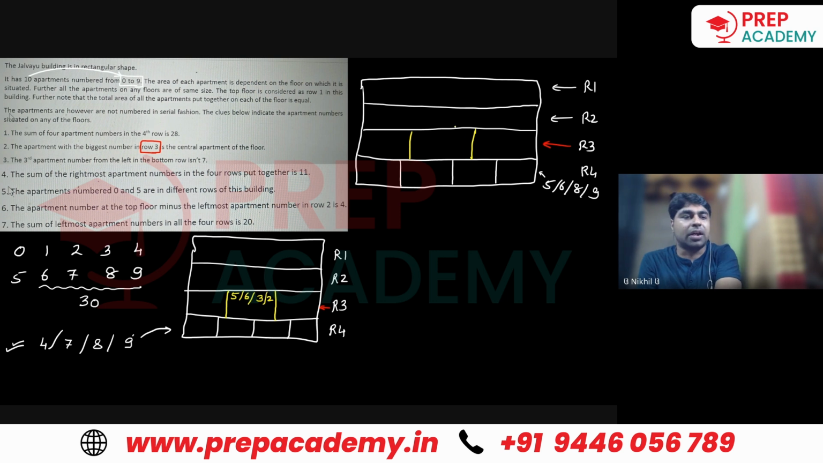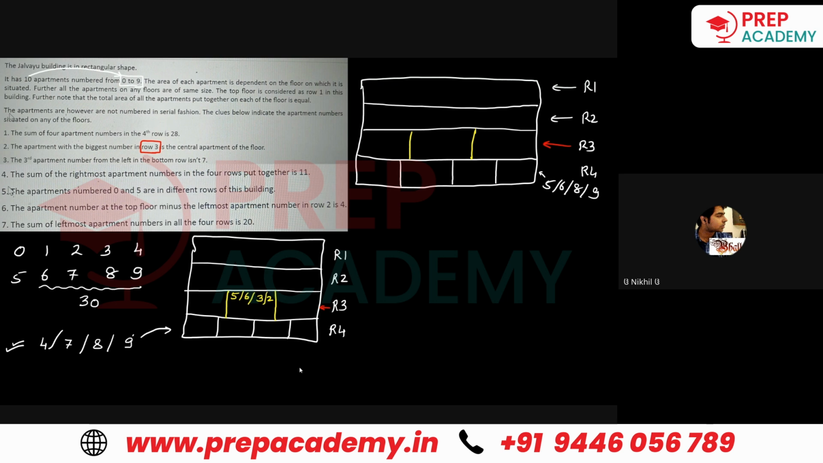Now if 5, 6, 8, 9 are gone here, in row 3, if 5, 6, 8, and 9 are taken, so this central number, the maximum value can be 7 or 4 or 3. Even 2 is possible. If it is 2, then these two apartments will have 0 and 1, something like that. Understood? Yes. So just by the help of these two statements, these are some of the conclusions we can derive.